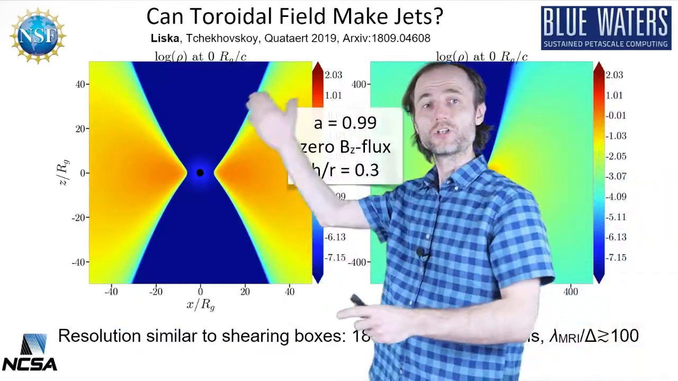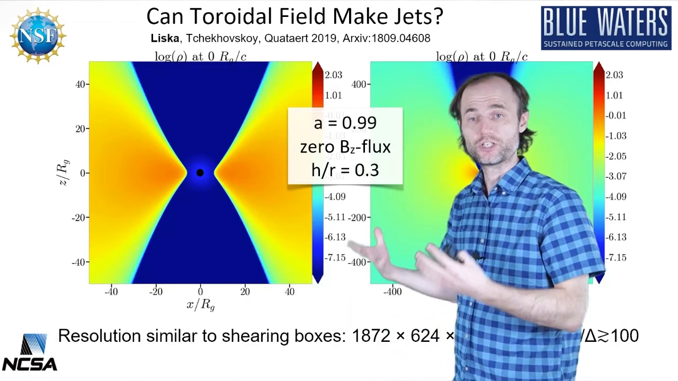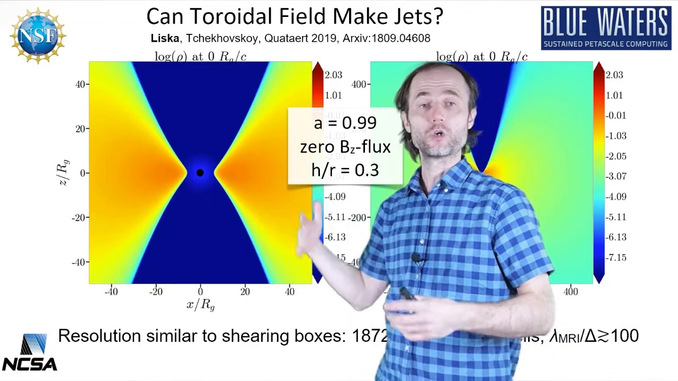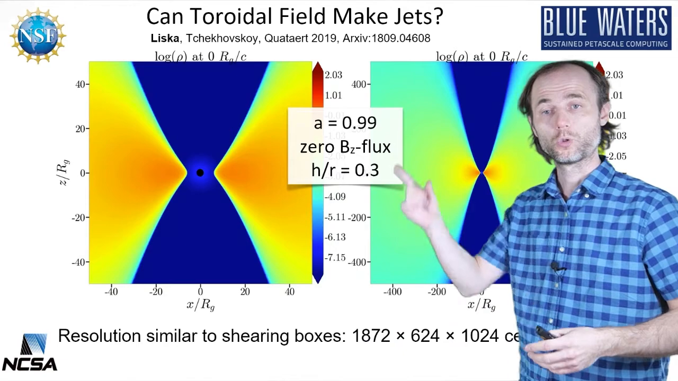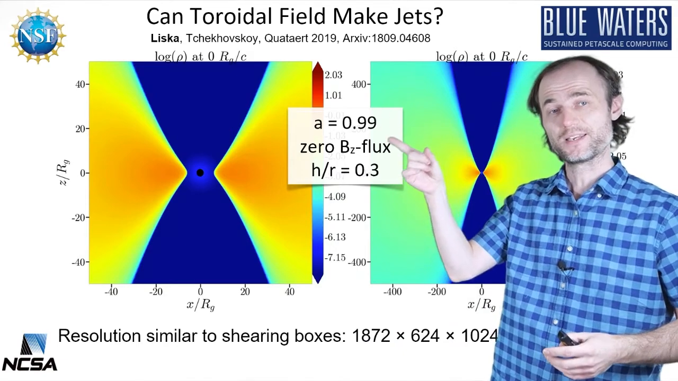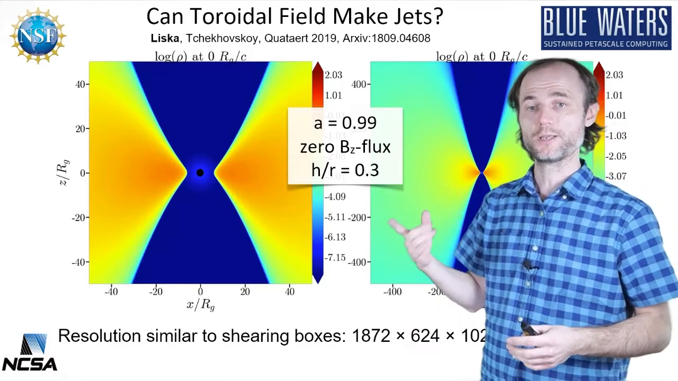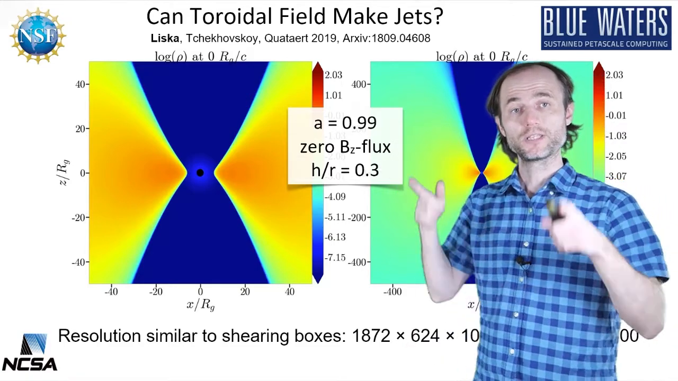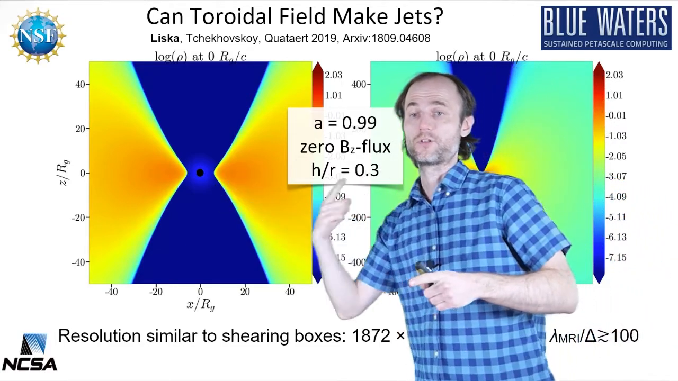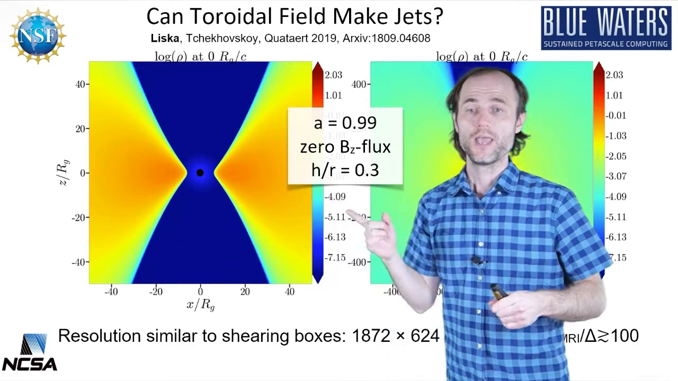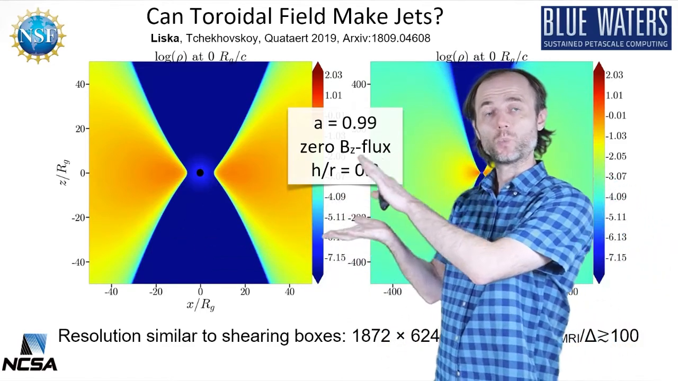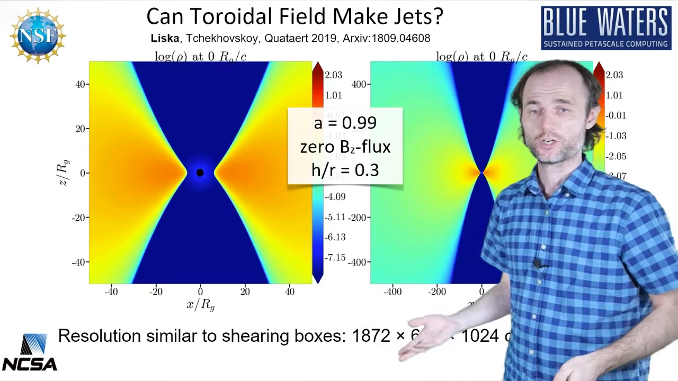Here you see vertical slices through our initial conditions. A donut of gas on an orbit around a rapidly spinning black hole. The dimensionless spin is 0.99, 99% of the maximum possible spin, which would be unity. We have 0 vertical magnetic flux. All the magnetic flux is purely azimuthal, and the thickness of the disk is about 1/3. It's a pretty thickish accretion disk.